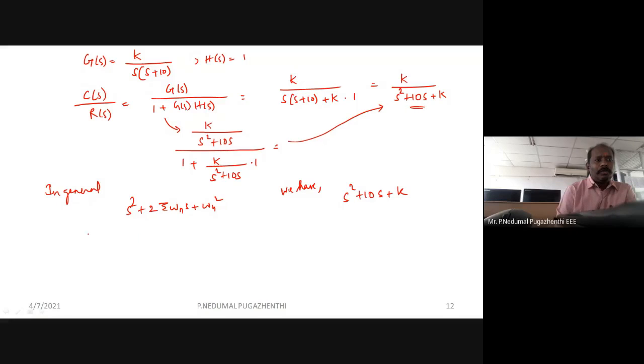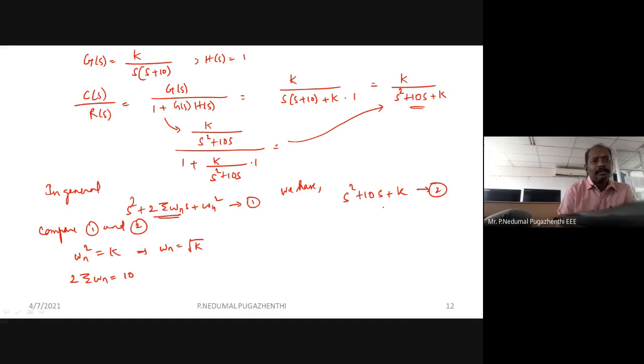Okay, so if you compare these two equations, let us say the first equation and the second equation, compare 1 and 2, we can write omega n squared is equal to k, which implies omega n is equal to square root of k, and 2 zeta omega n is equal to 10. The coefficients are compared.